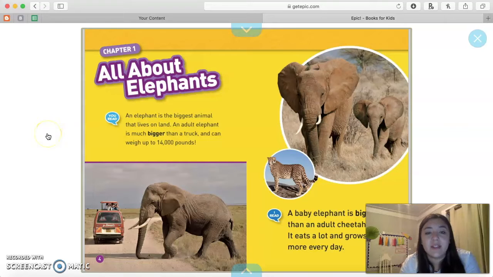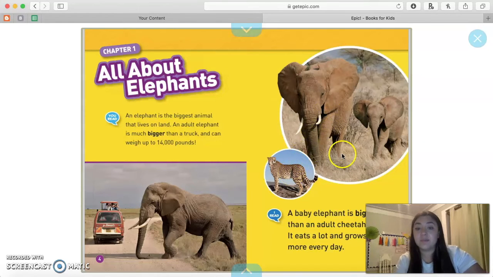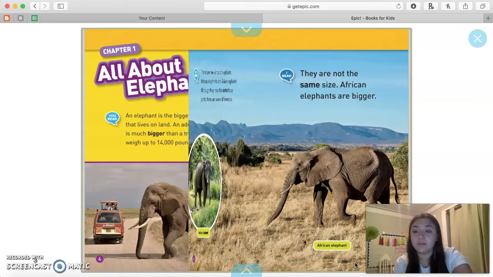It says an elephant is the biggest animal that lives on land. An adult elephant is much bigger than a truck and can weigh up to 14,000 pounds. So I see a bolded word right there, the word bigger. I see 3 real photographs. And then it says over here, a baby elephant is bigger than an adult cheetah. It eats a lot and grows more every day. There's another bold word right there.